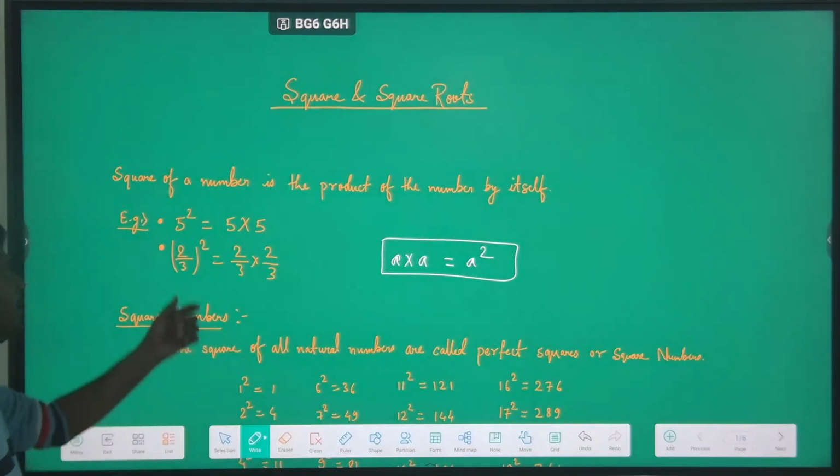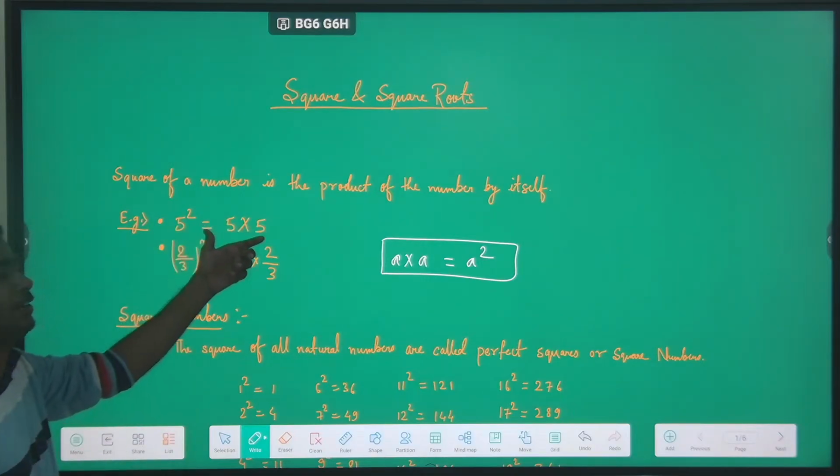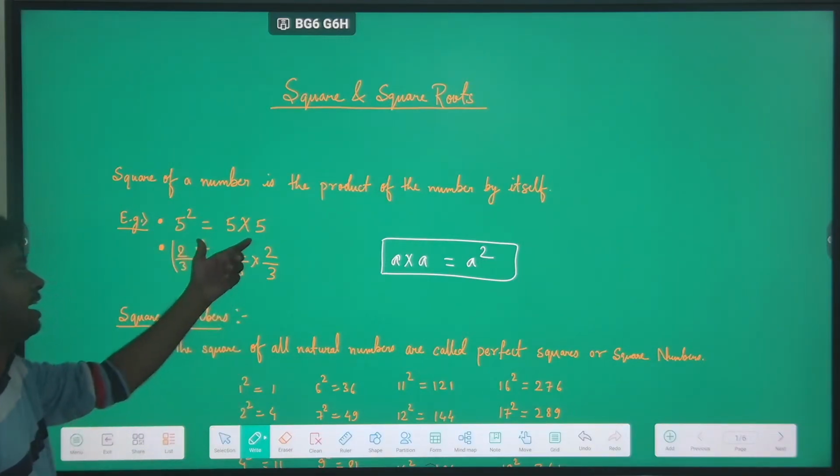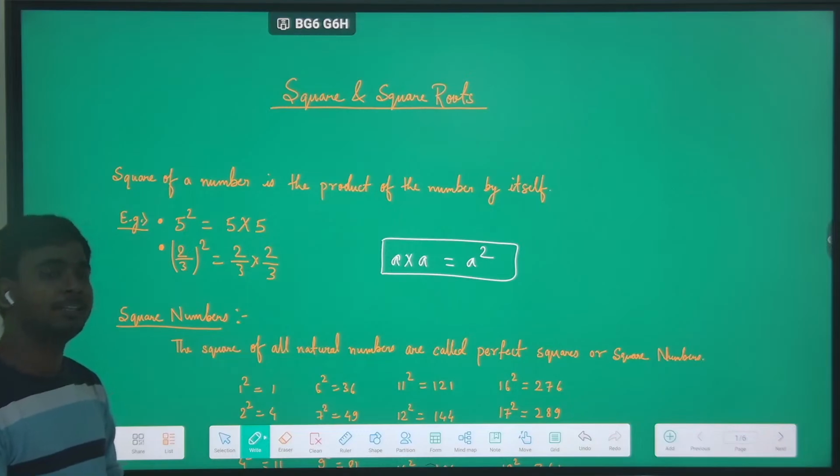Okay. For example, if we have 5 to the power 2, or 5 square, 5 square means 5 into 5, multiplying that number 2 times. Similarly, (2/3) to the power 2 is what? (2/3) into (2/3).